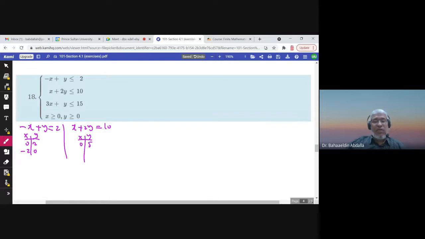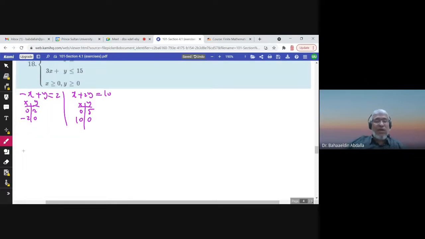If x is 0, y is 5. If y is 0, x is 10. The third line, 3x plus y equals 15. So if x is 0, y is 15, and if y is 0, x is 5.